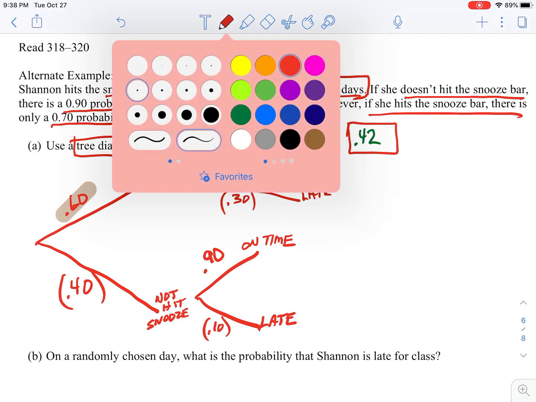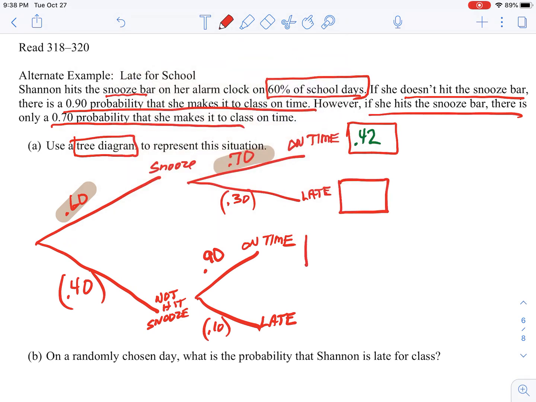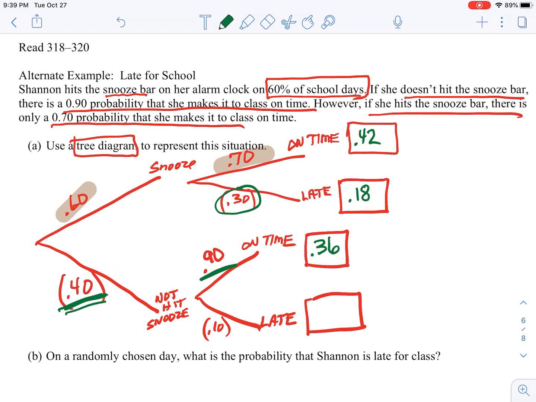And we can go on down the line and do the same thing for all these other branches. We can figure out the probabilities of all four possibilities. So going down to the next one, what's the probability that she hits the snooze button but she does not make it on time? Well, that would be 0.6 times 0.3, which is 18%. And then going on down the line, we always just multiply across. She does not hit the snooze button and she makes it on time. That's a multiplication problem again. 0.4 times 0.9 is 0.36. And then finally, the probability that she does not hit the snooze button and she's late to class, that's 0.4 times 0.10, which is 0.04.